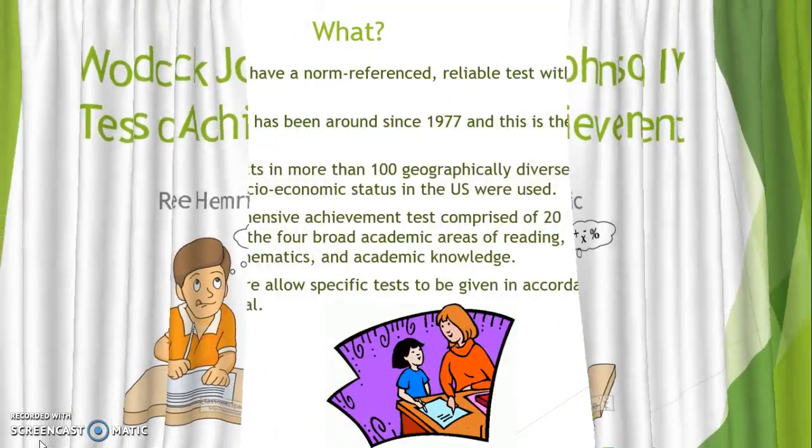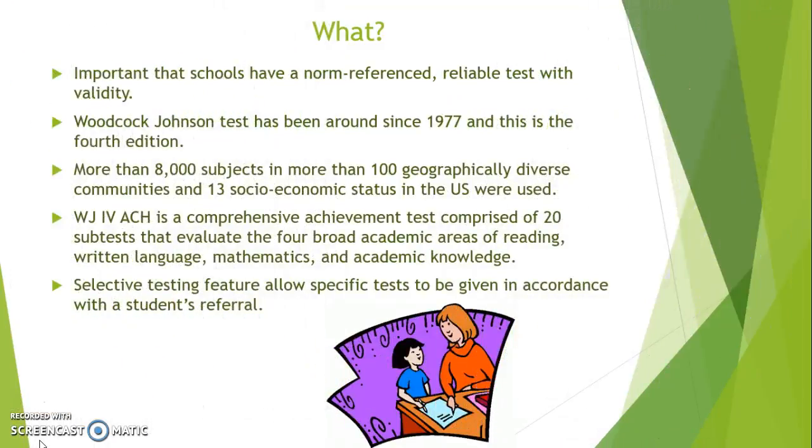Now, let's talk a little bit about why our school has chosen the Woodcock-Johnson. Well, it's a norm-referenced, reliable test. The Woodcock-Johnson has been around since 1977, and we are currently using the 4th edition. When making this test, more than 8,000 subjects in more than 100 geographically diverse communities and 13 socioeconomic statuses in the United States were used.